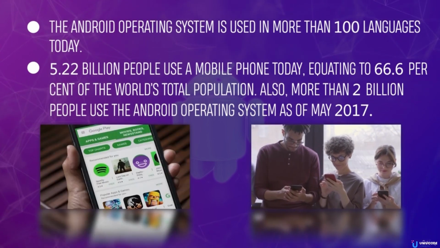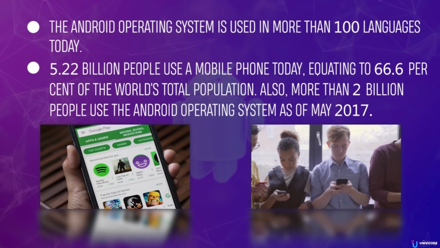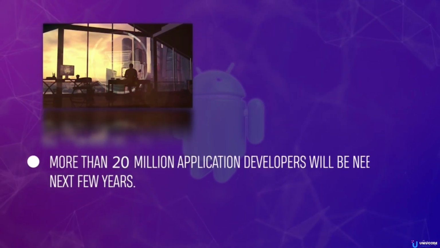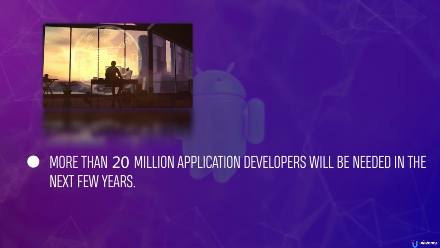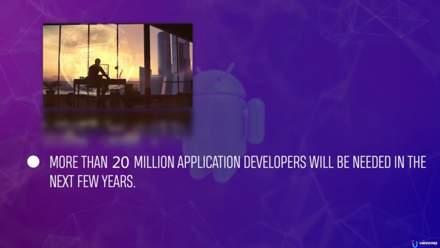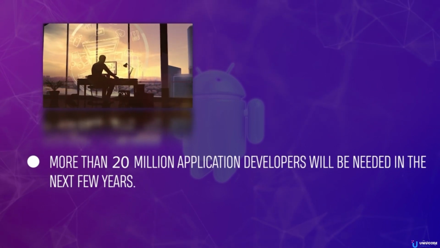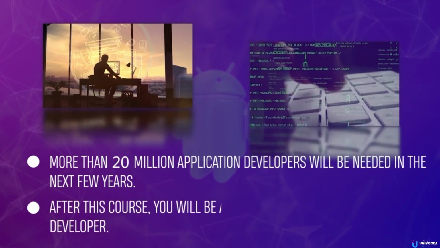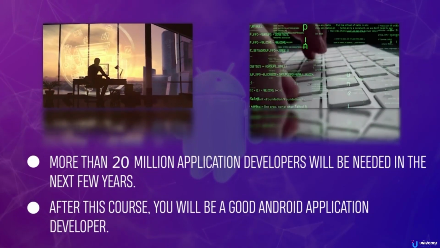Google Play has more than 2.8 million applications published, and more than 6,000 applications are published on Google Play every day. More than 20 million application developers will be needed in the next few years. Yeah, I'm looking at you, right? So this means that you need to learn this Android application development really well, and thoroughly, but quickly. So I believe this course is going to be really good for your process, okay? So after this course, you will be a very good Android application developer. All right, well, at least a good one.